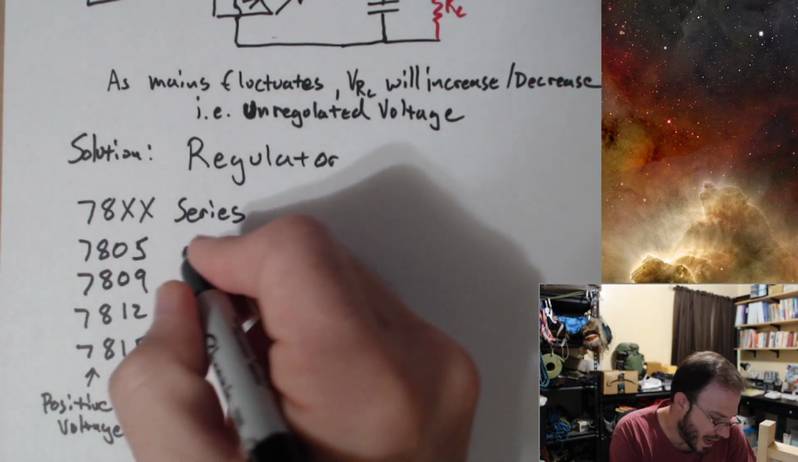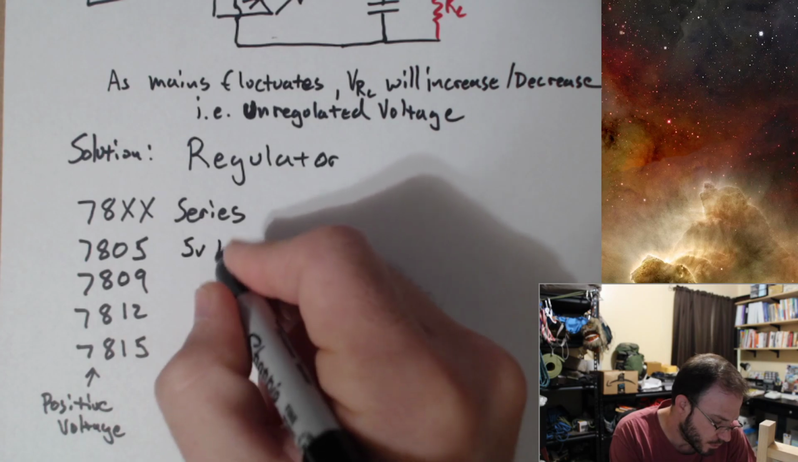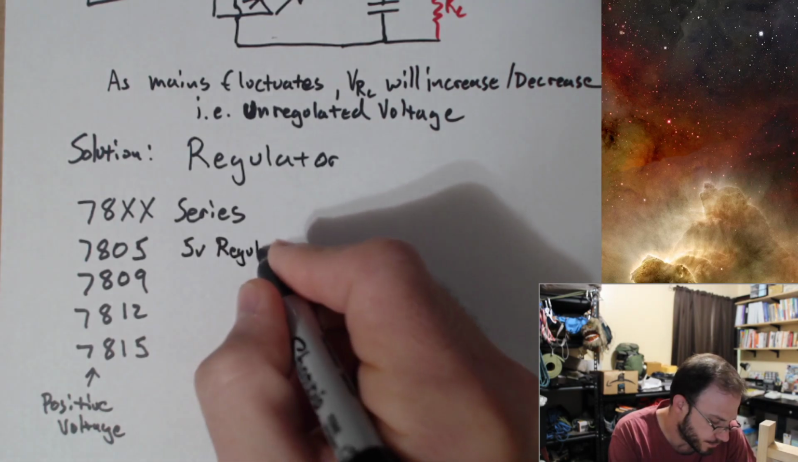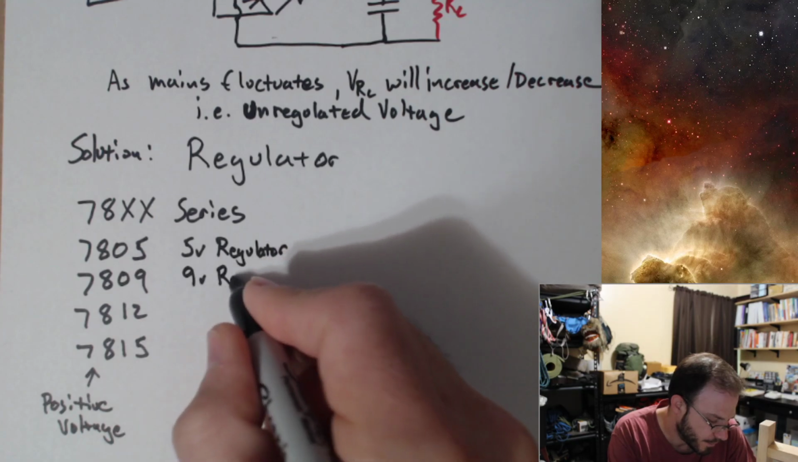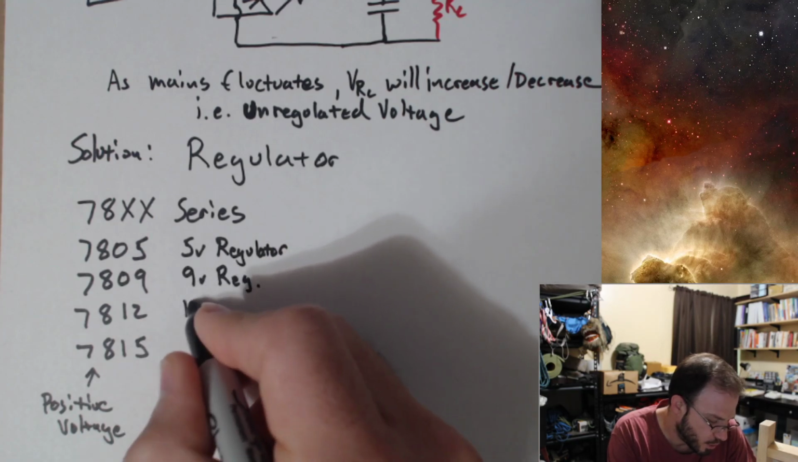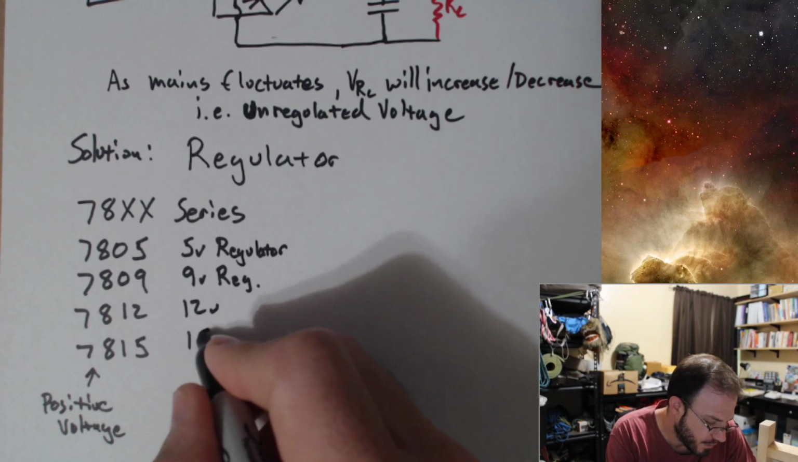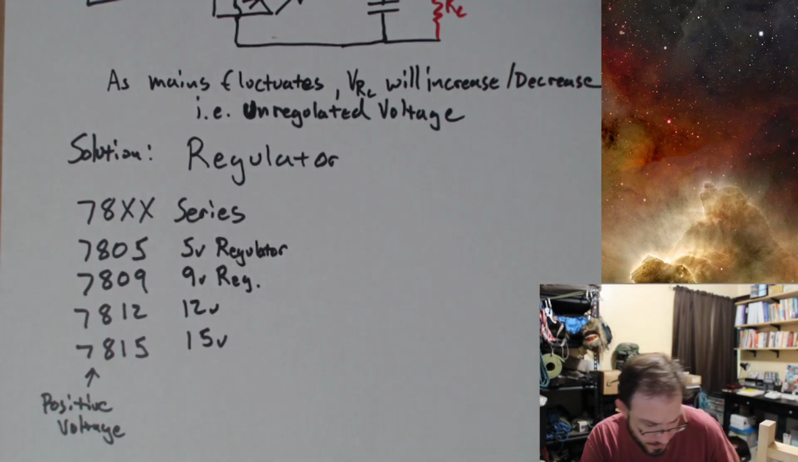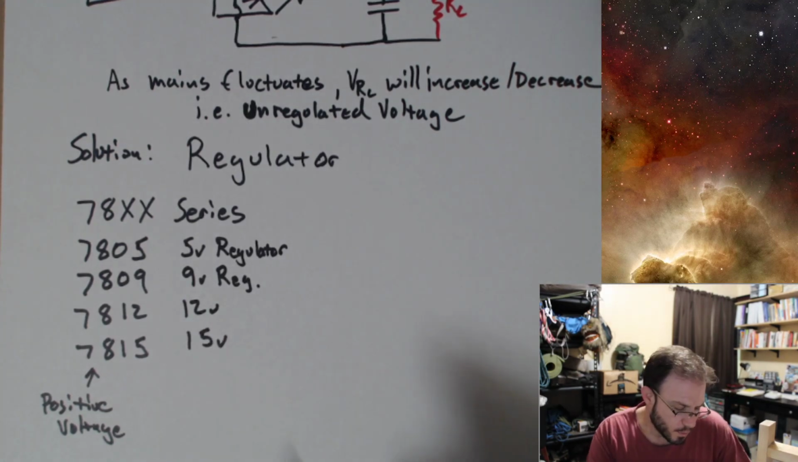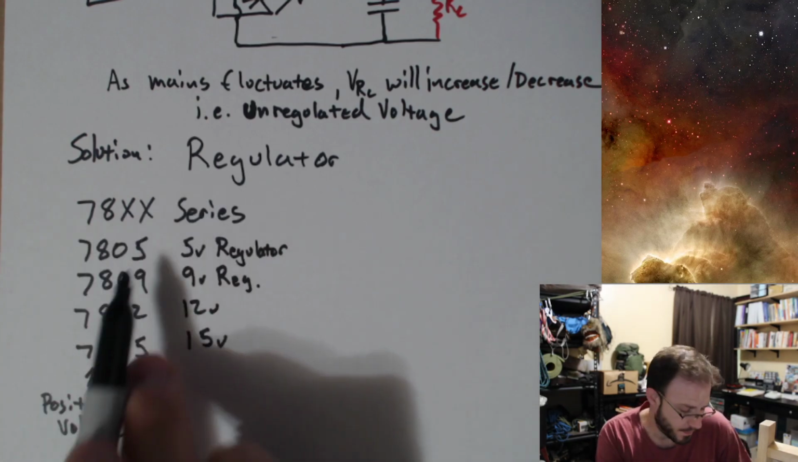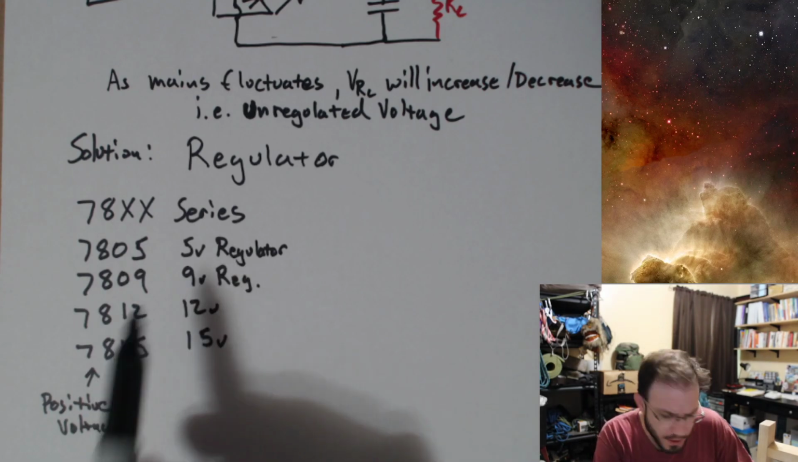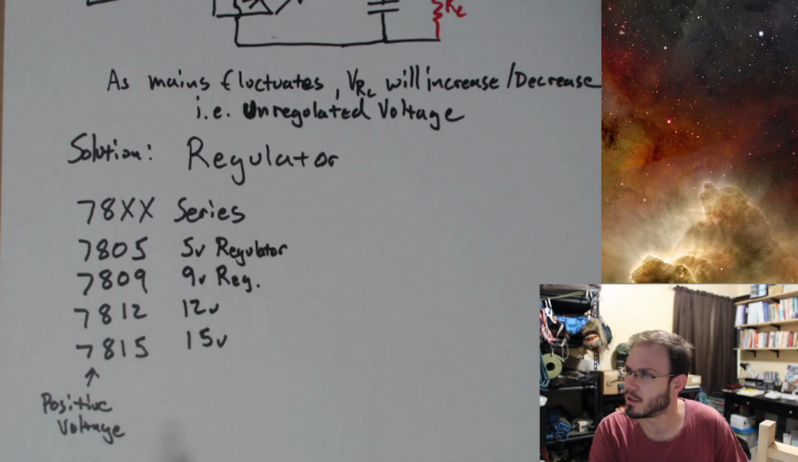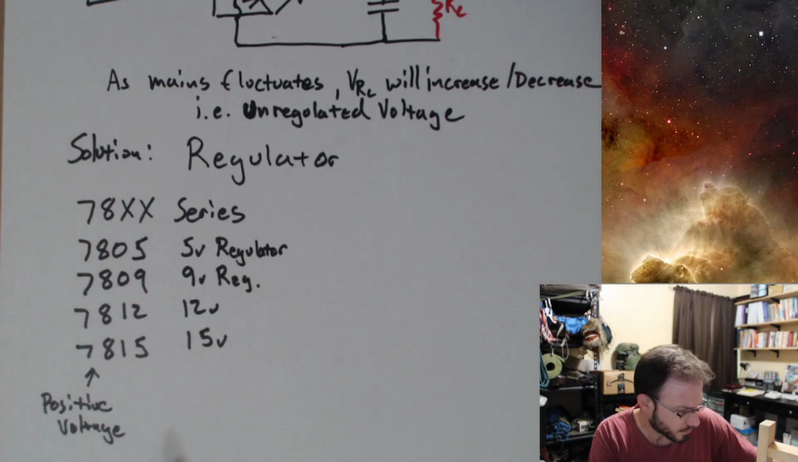So in this case, we have a 5 volt regulator. We have a 9 volt regulator. We have 12 volts, and we have 15 volts. And we're going to start off with this. Once we see how this is applied, we can move on to all of our other types of regulators.